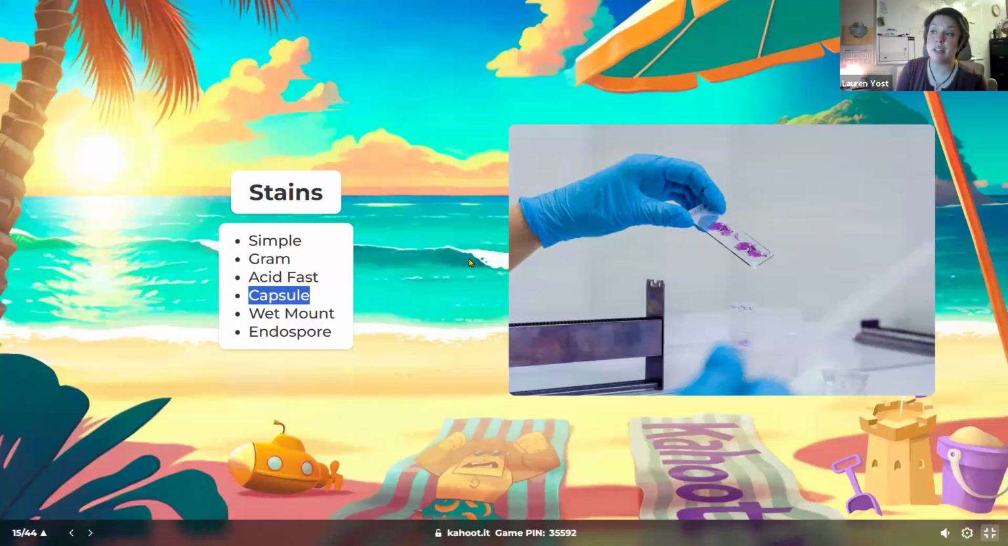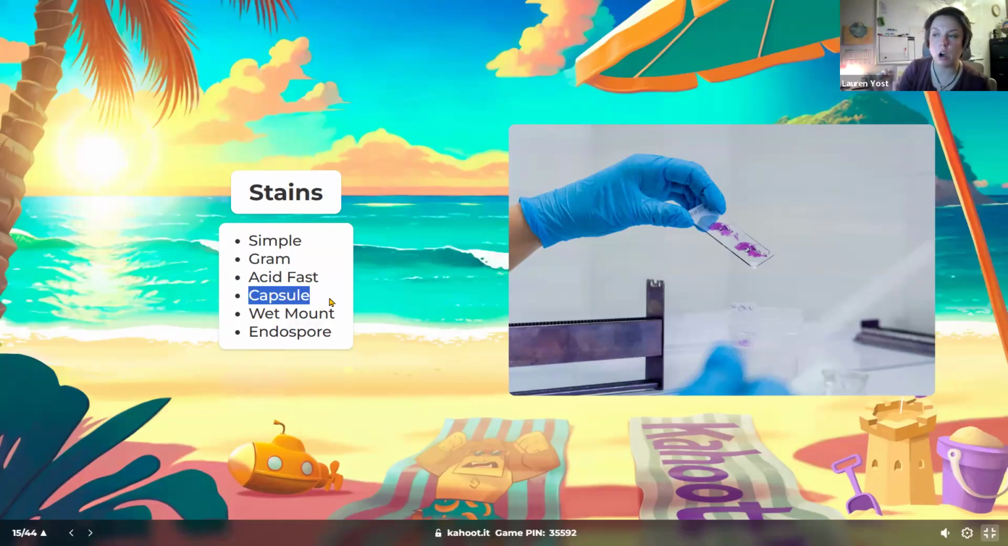These are useful for attaching to surfaces, attaching to tissues inside of a host, as well as for evading phagocytosis by white blood cells in the host. And also for creating biofilms. So those are all things that capsules can help aid in. And then the stain, when staining for the capsule, we're staining the background and the cells. A little more detail on that capsule stain procedure.